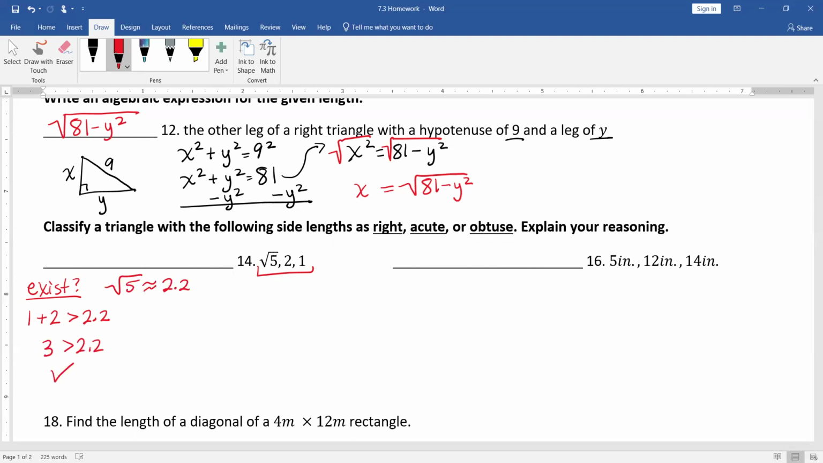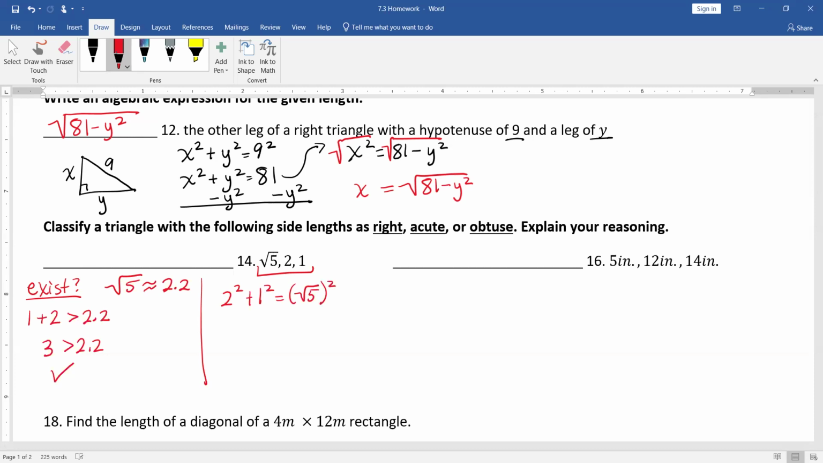Now we just have to figure out what shape that triangle is going to take, whether it's a right triangle, acute or obtuse. So this is where the Pythagorean theorem comes in. So obviously my two legs are the length of 2 and the length of 1. This is going to be 2 squared plus 1 squared equals the square root of 5 squared.